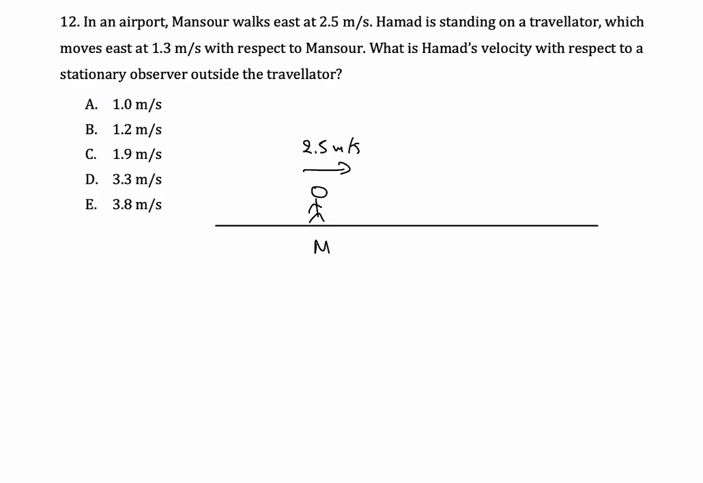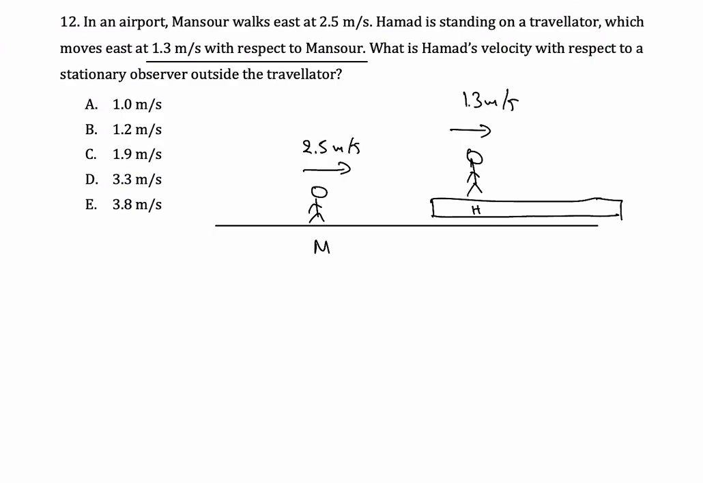This is Mansour, and Hamad is standing on a travelator. So Hamad is not really walking, but the travelator is moving Hamad. This is Hamad, and his speed is 1.3 meters per second with respect to Mansour. So he's going away from Mansour with 1.3 meters per second. This means that he's faster than Mansour, 1.3 meters per second faster than Mansour. It means that his actual speed for someone that is standing and observing is 3.8.